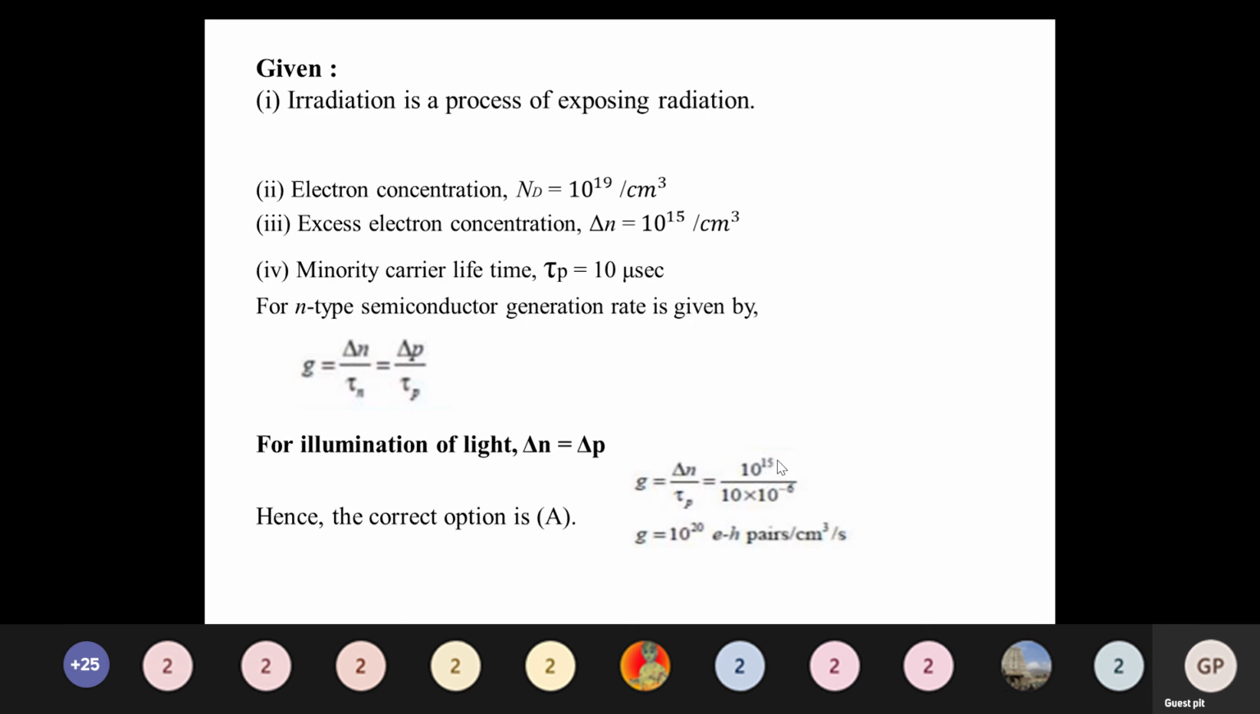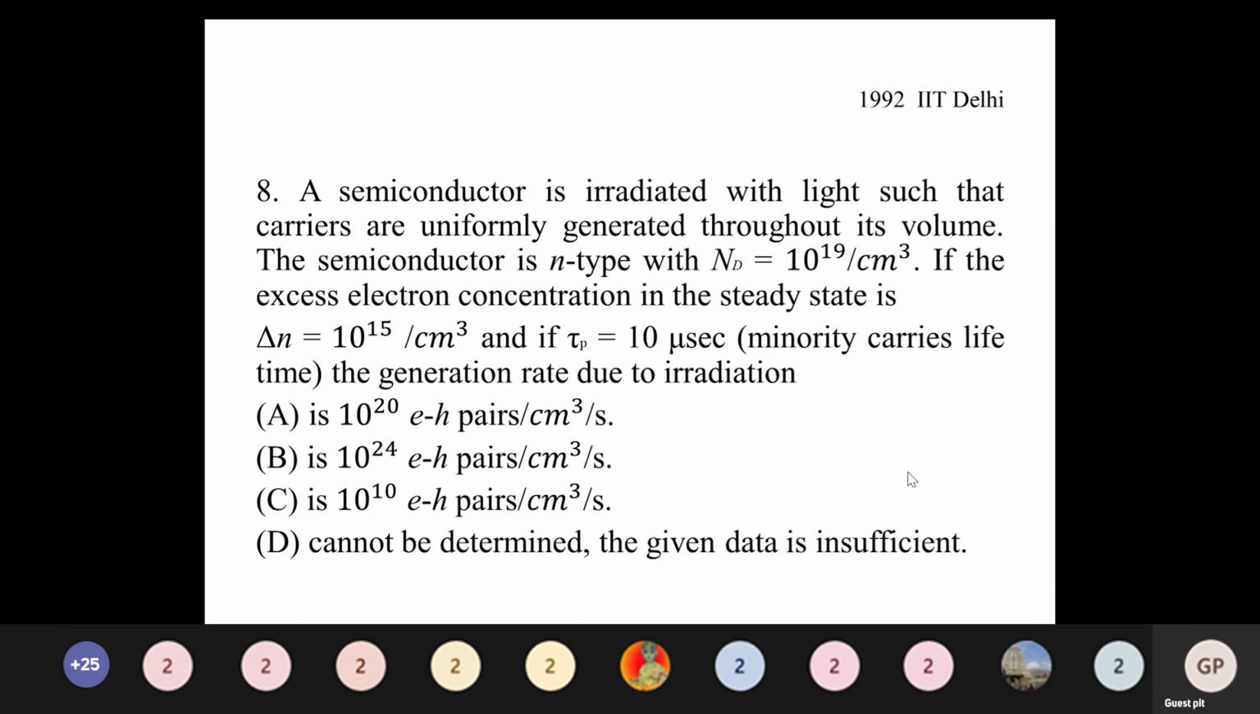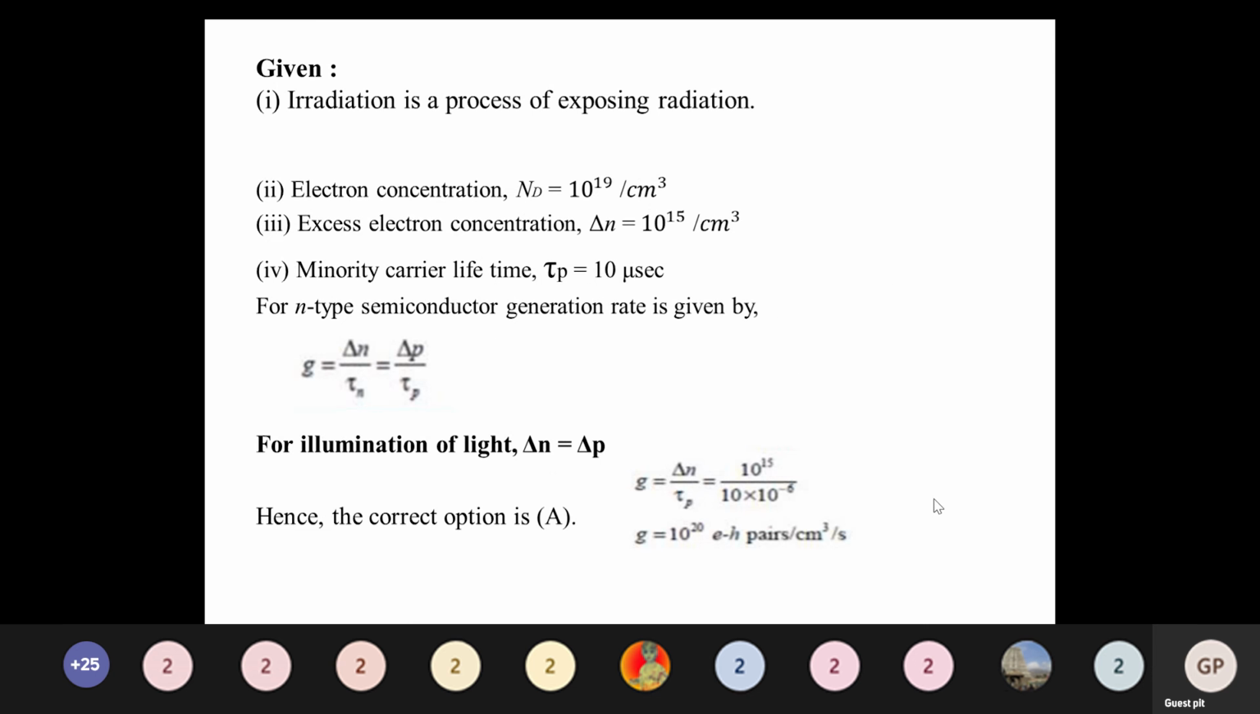So 10 to the power 15 del n is given in the problem, tau p is also there. So generation rate directly we are getting. So our answer is A. 10 to the power 20 electron hole pairs per centimeter cube per second. So that is the answer we are getting.